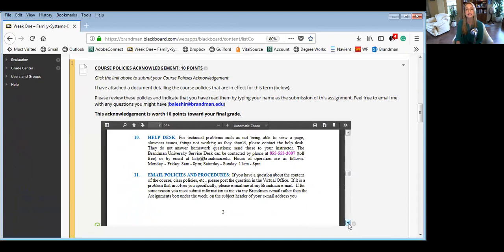The help desk is an invaluable resource at Brandon University. If you have problems with your technology, call the help desk, tell them what's going on. It's possible that they can log into your computer and guide you through how to solve any of the problems that you're having, and especially if the problems that you're having have to do with turning in assignments or your Blackboard.